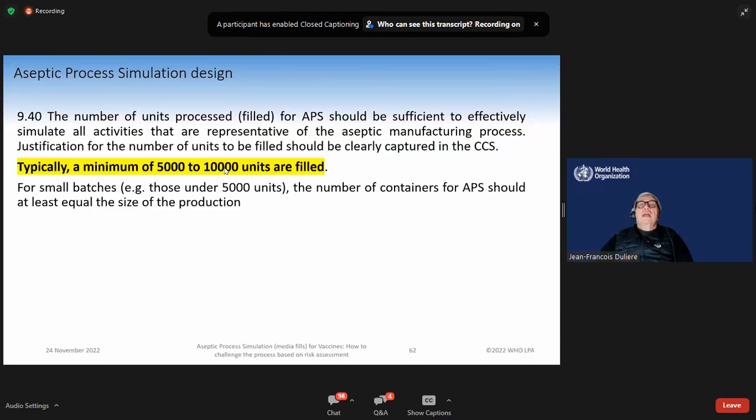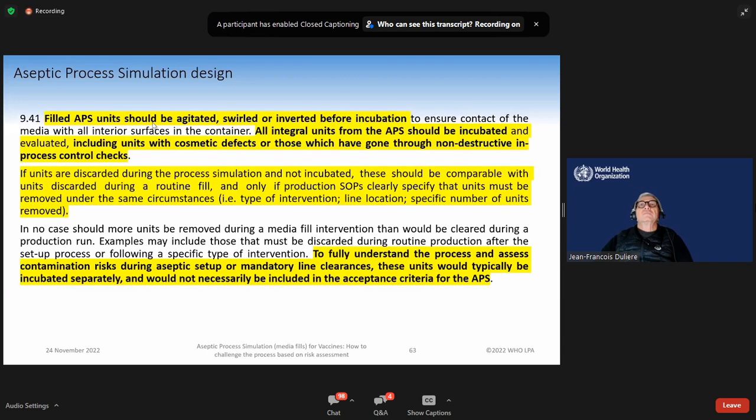1,000 units to 10,000 units. For small batches, the number of containers will be the full batch. Once APS is carried out, the units should be agitated, swirled, inverted before incubation. All integral units from the APS should be incubated and evaluated.